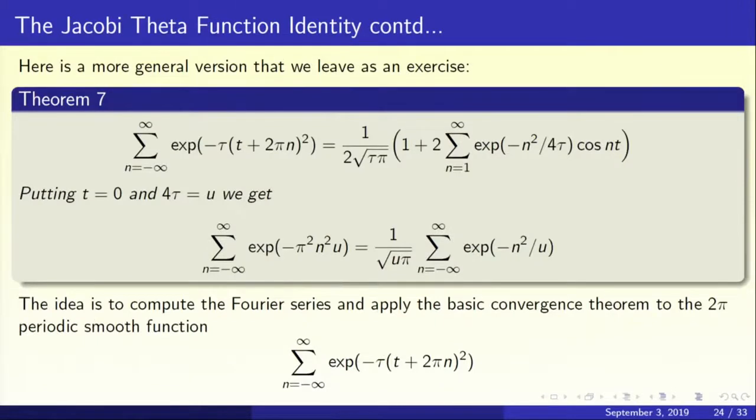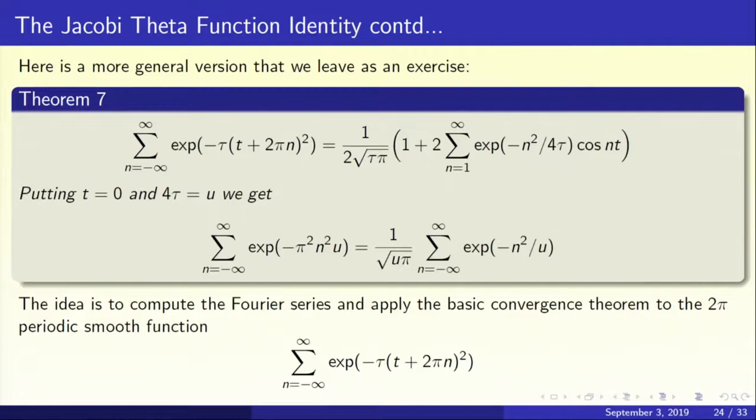Now let us generalize it somewhat. The slight generalization of this is called the Jacobi theta function identity. Theorem number 7. What have I done? It is the same as what I had done in the previous slide, except that I introduced a parameter tau.